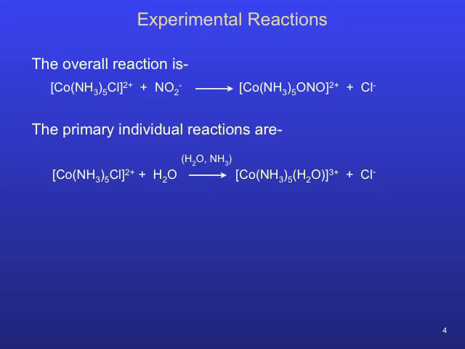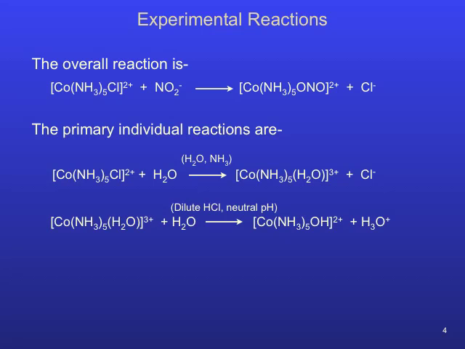After dissolving the pentaammine chlorocobalt(III) chloride in water and adding concentrated ammonia, the Cl bonded to the cobalt in the octahedral complex is replaced with a water molecule. By adjusting the pH with dilute hydrochloric acid, a proton is extracted from the bound water molecule, leaving a bonded OH ligand in the complex while forming a hydronium ion.